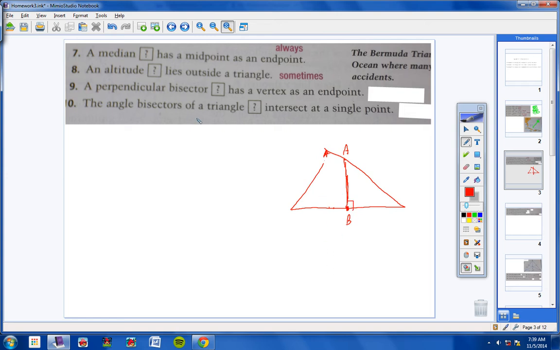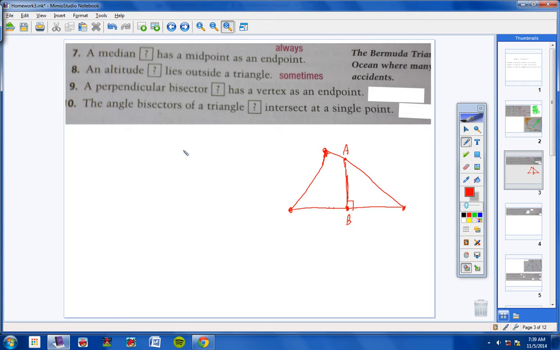But is either one of its endpoints at a vertex? A vertex is this, or this, or this. Is this point here at a vertex? No. Is this point here at a vertex? No. Not at all. Okay? So you're saying, oh, so it never happens. Well, I didn't say that. I'm showing you that sometimes it doesn't happen.